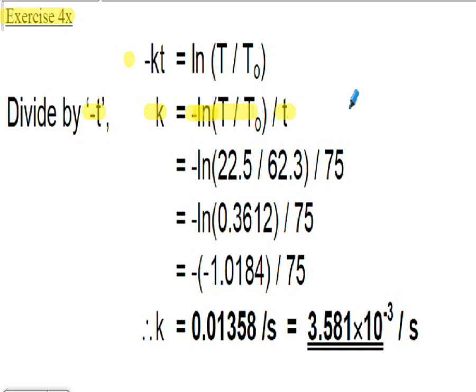t. On the next line I'm going to put the numerical values in, so minus ln of the T, 22.5, divided by the T0, 62.3, and that's all divided by the time of 75 seconds. The rest of it is arithmetic, which I'll let you review. You should find the answer for k is equal to 3.581 times 10 to the minus 3 per second. I would encourage you to review the arithmetic and make sure you understand how k has been found.